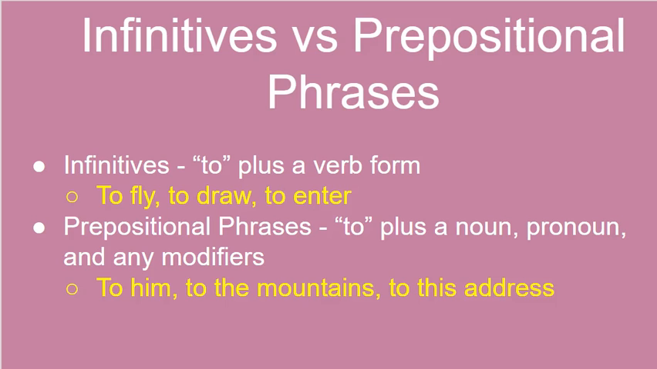So there is a difference. Even though you see the word to, it depends on what's behind it. If it's a verb, it's the infinitive. If it's a noun, a pronoun, or a modifier, then it's a prepositional phrase. Please pause the video and write down the differences between an infinitive phrase and a prepositional phrase.